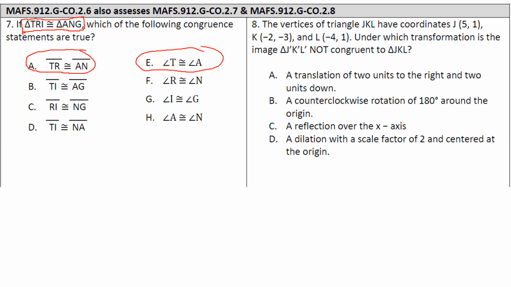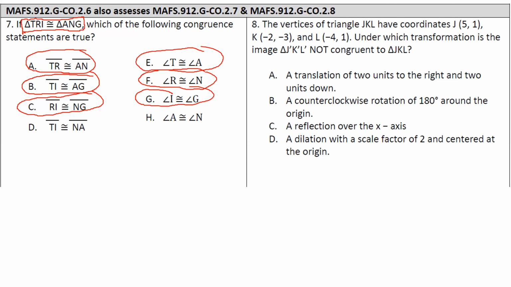Now, there are 6 pieces in total that must be congruent here. They're all listed. Which 6 do I have? So I already have A and E. What other ones must also be congruent? Well, RI and NG. Yep. So that was F and G. All right. So A, B, C, E, F, G. The only two that don't work are D and H.